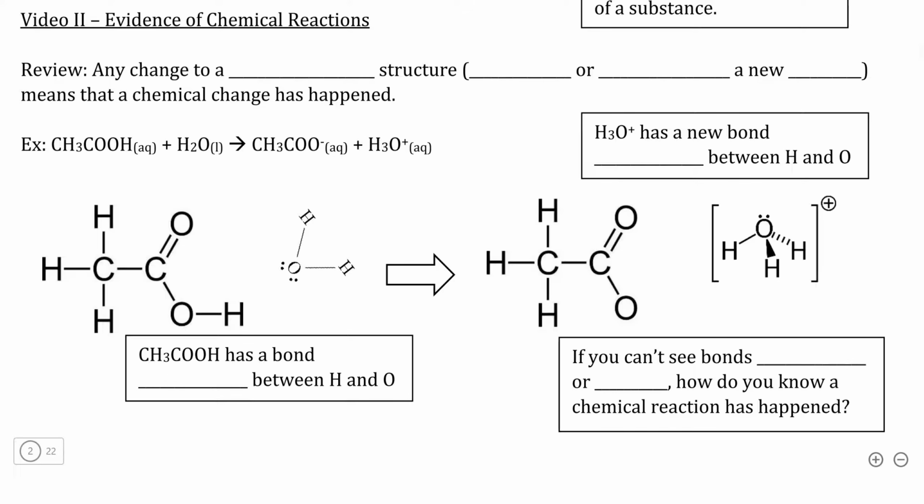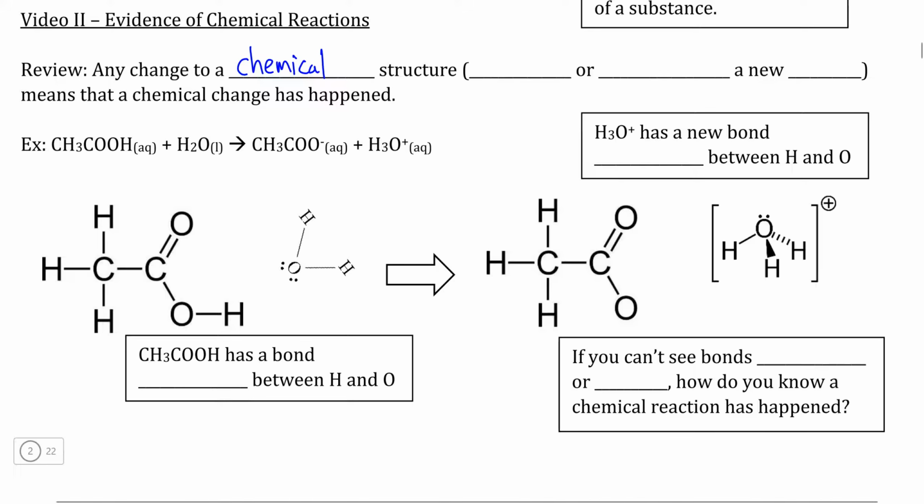In this video, we're going to expand upon our understanding of what a chemical reaction is, and more importantly, how to identify when a chemical reaction has taken place. In the previous video, we defined a chemical reaction as being any time the chemical structure of at least one of the reactants involved in a reaction is altered in some way.